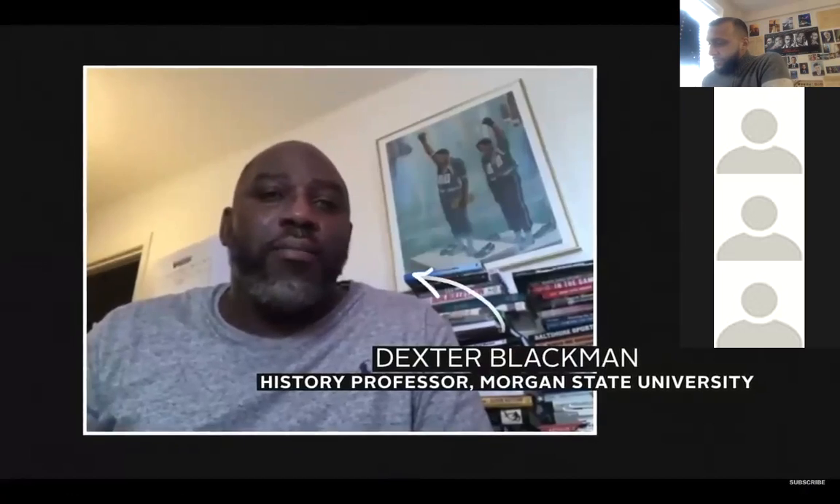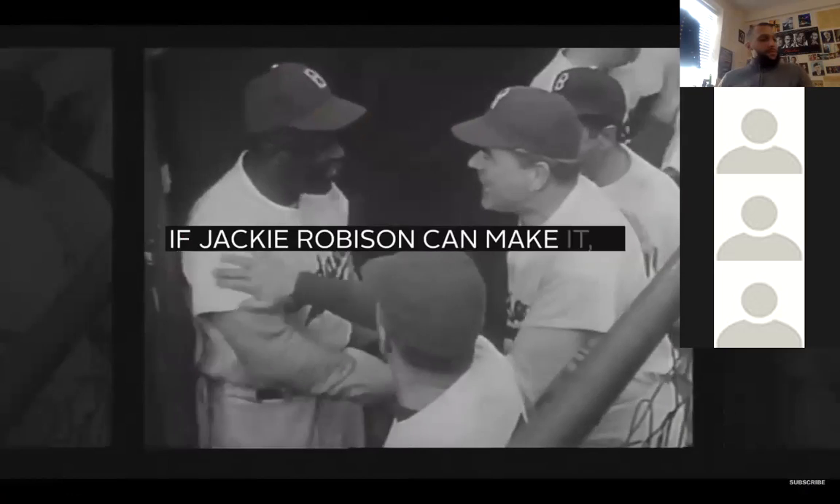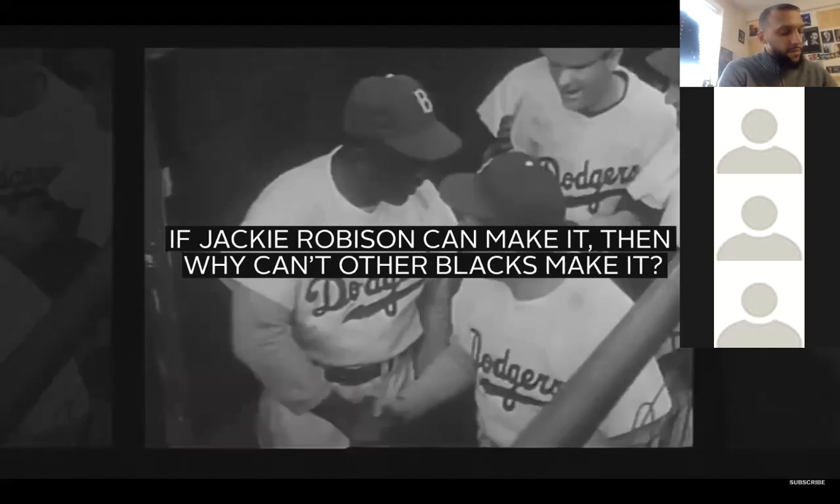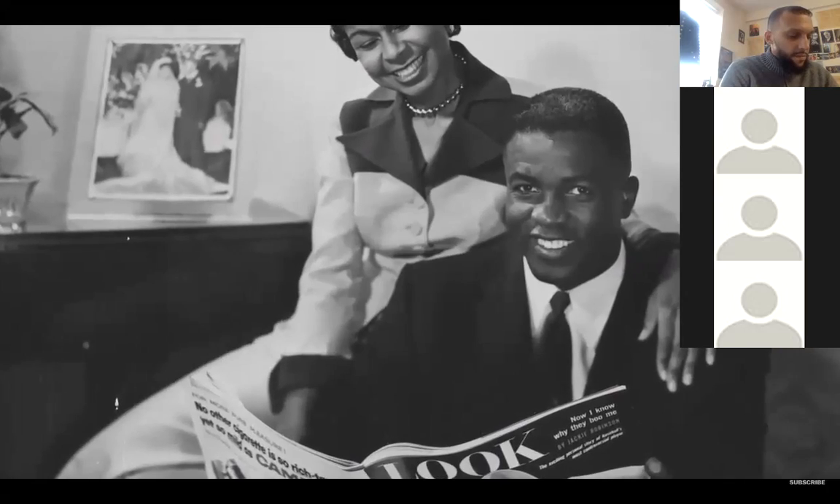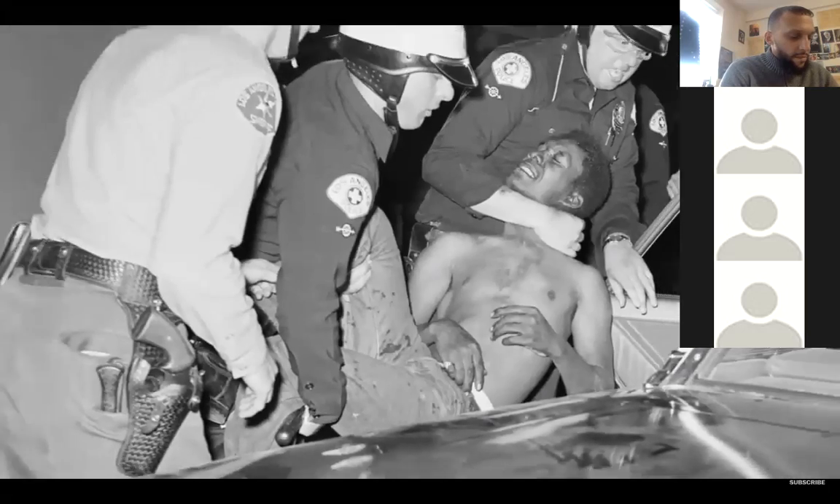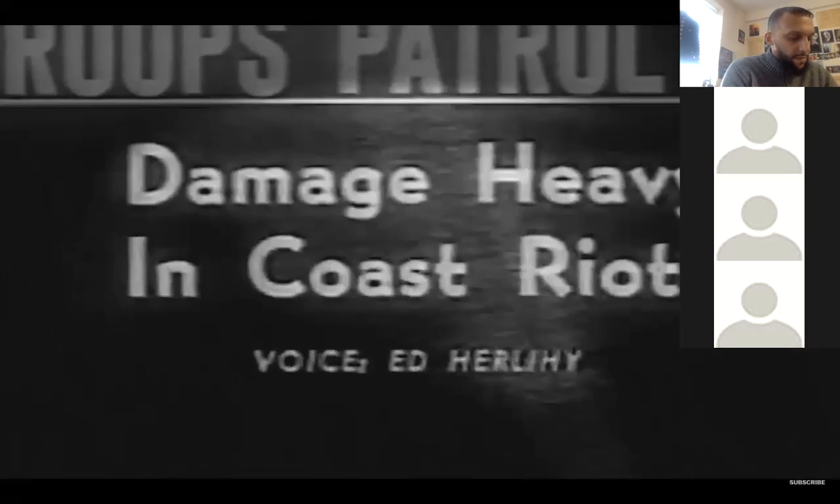So the media began to promote the Black athlete as a symbol that racial democracy existed in the United States. If Jackie Robinson can make it, then why can't other Blacks make it? And so it was kind of a factor that was used to dismiss the question of institutionalized racism. But in the 1960s, the myth of racial progress in America began to dissolve.